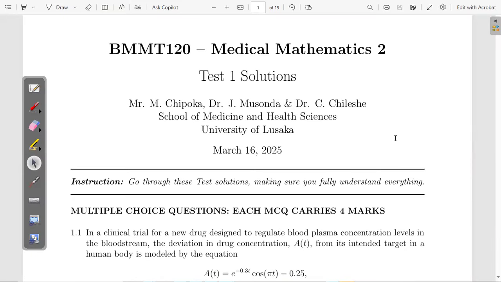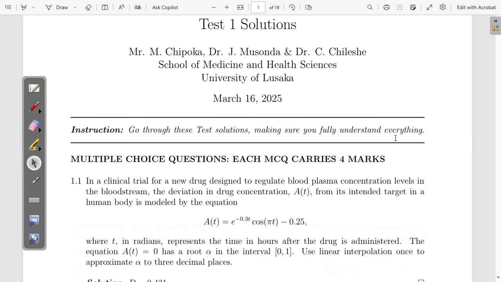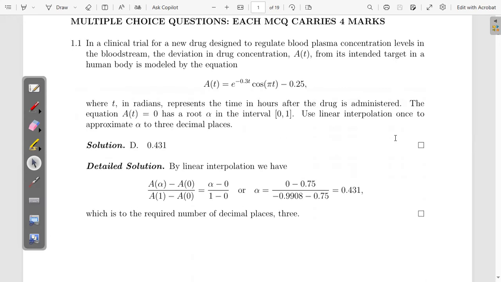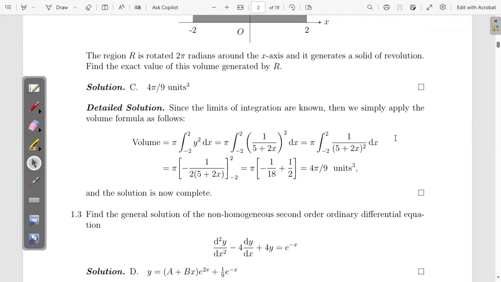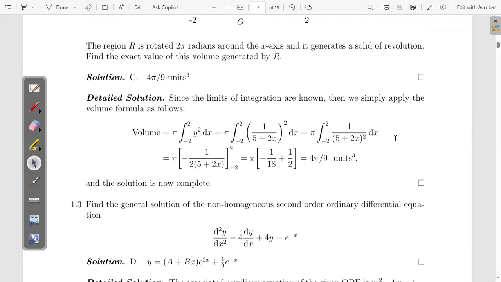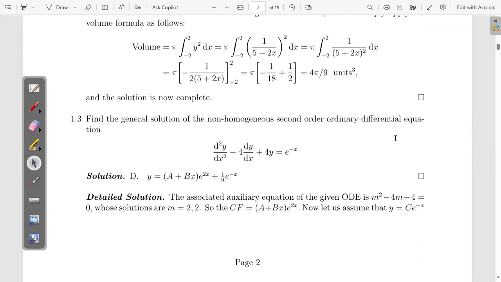Welcome to this class. This class is a revision session to revise questions that have to do with trigonometry and further differentiation. I've got the questions from last year's test one. I just picked out questions that have to do with trigonometry and further differentiation from the test paper for last semester. So that's what we're going to discuss in this video.